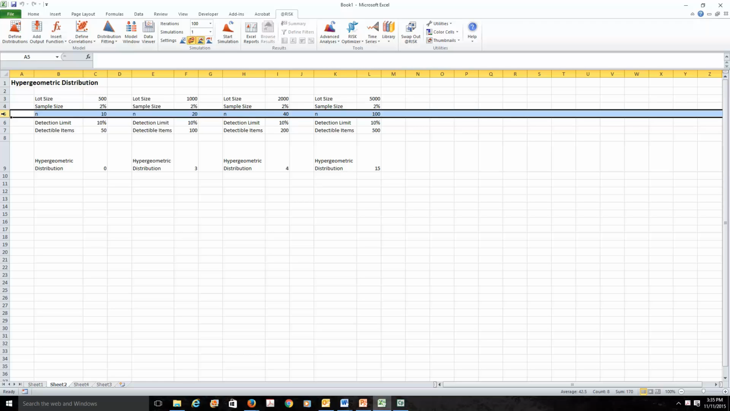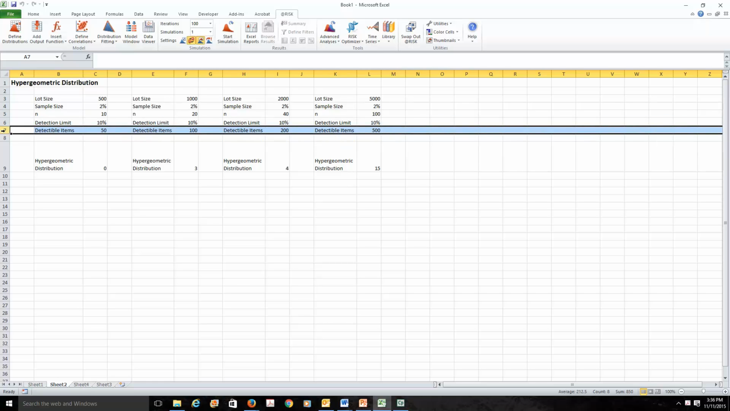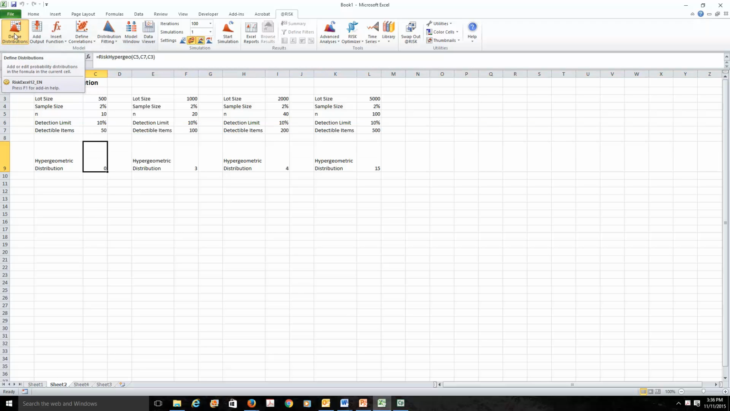Now, let's suppose that we have a detection limit. We might be looking at rot or spoilage or infestation by some sort of pest or insect. And for the purposes of this example, let's assume that if that rot or spoilage is 10% or less of all the fruit, that would be acceptable to us. So the number of detectable items that would be acceptable would be 10% of 500 or 50, and at the far right it would be 10% of 5,000 or 500.